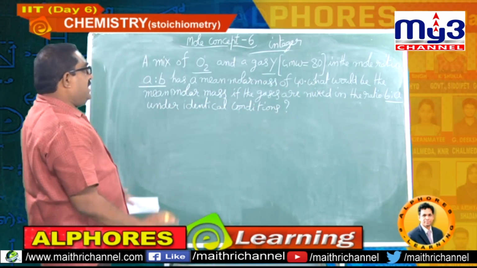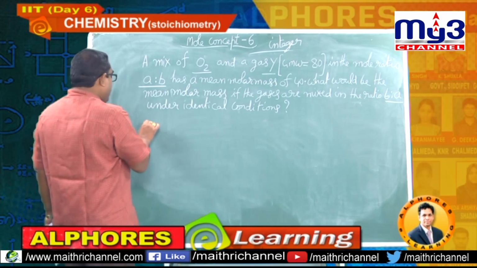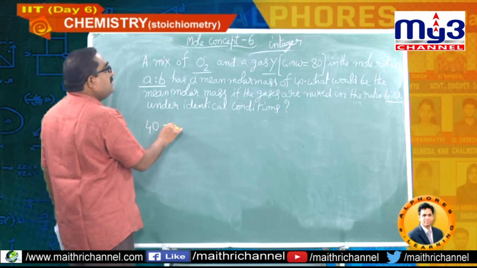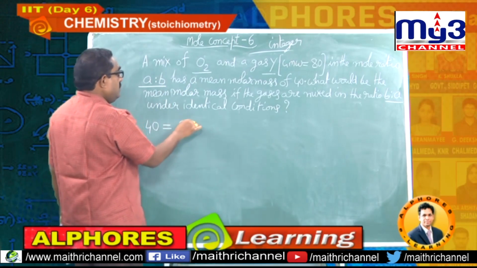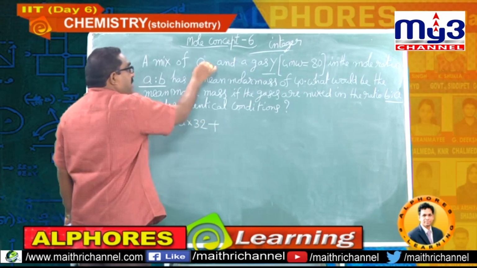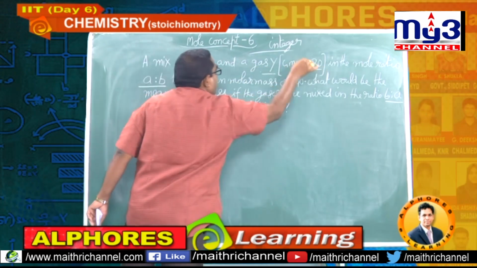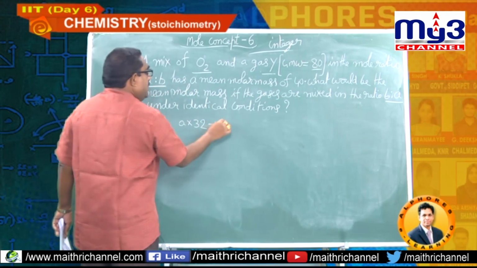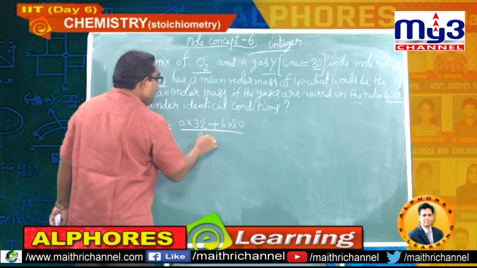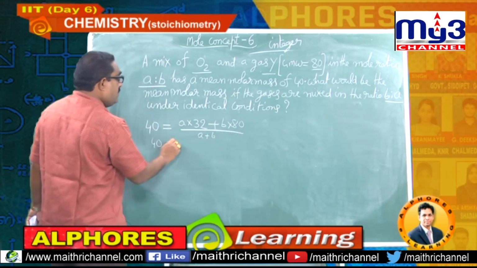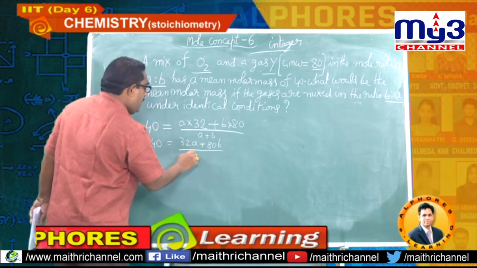Okay. Let me write the mean molar mass first. That is the average molar mass. 40 average molar mass is equal to: moles of oxygen are A, so A into 32, since the molar mass of oxygen is 32, plus the molar mass of Y, which is given as 80. The mole ratio is A is to B, so B into 80, divided by A plus B. So 40 is equal to 32A plus 80B by A plus B.